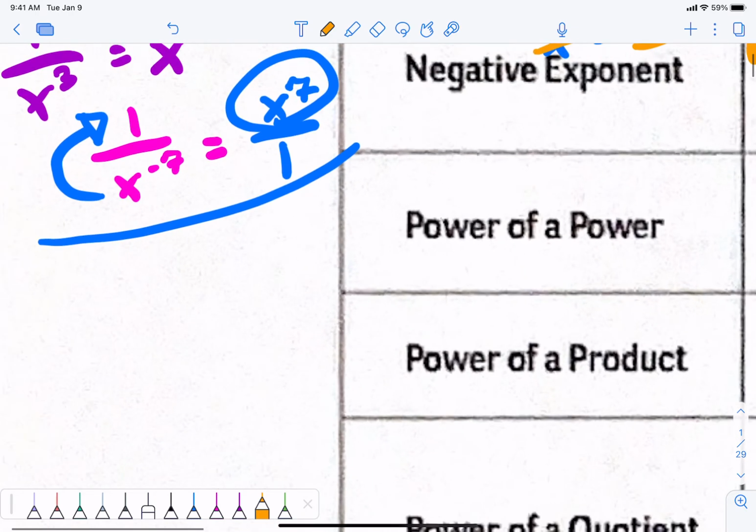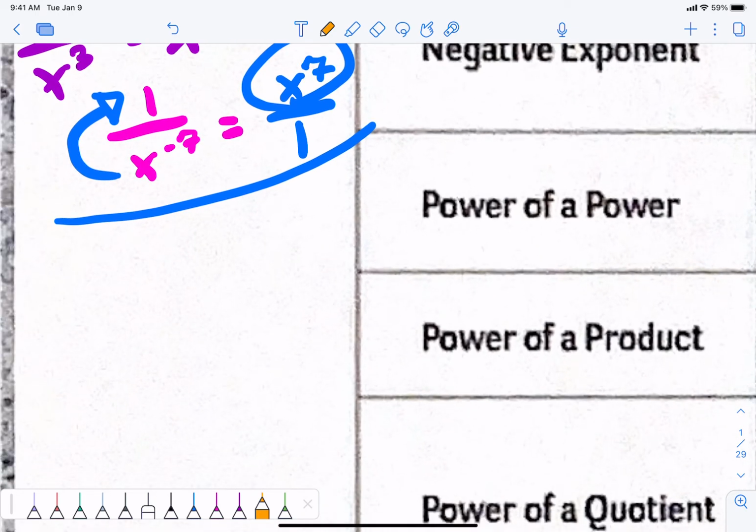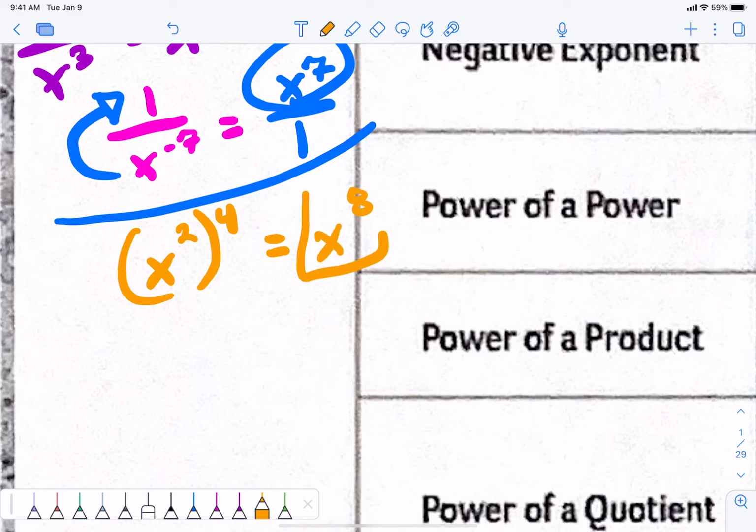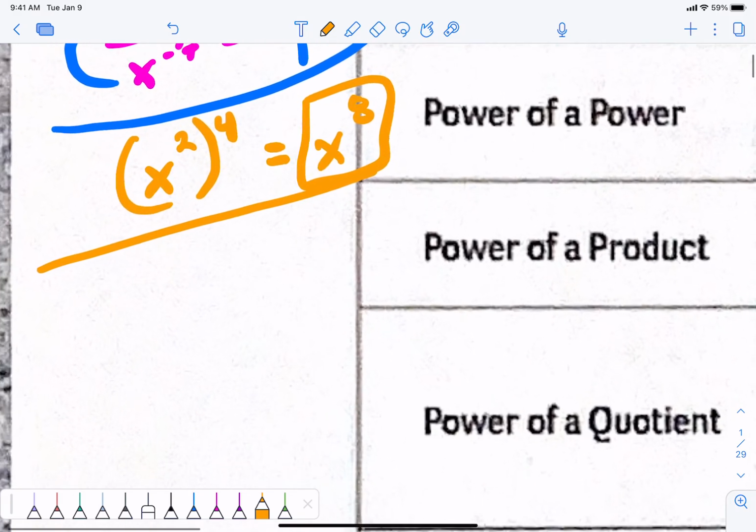All right, power of a power. We went through and did x squared to the 3rd power. Let's go x squared to the 4th power. Is that 6 or 8? 8. This is when you multiply, so it's x to the 8th power, okay? Now, let's do another one. Let's talk about power of a product.